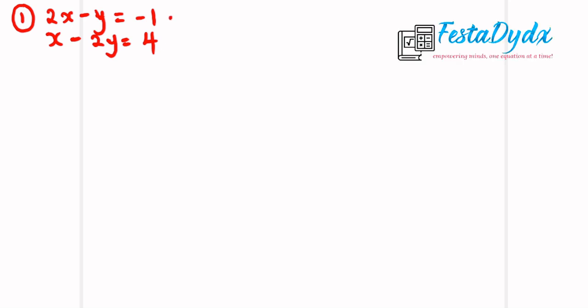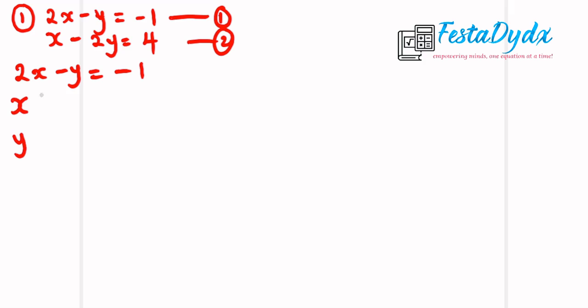We'll call this equation 1 and this equation 2. Now we have to make a table of values. I'll work with equation 1 first, so let's call this equation 1: 2x minus y equals minus 1. My table of values will cover the x-axis and then the y-axis. So we'll rule this.